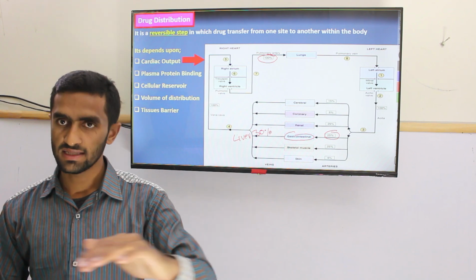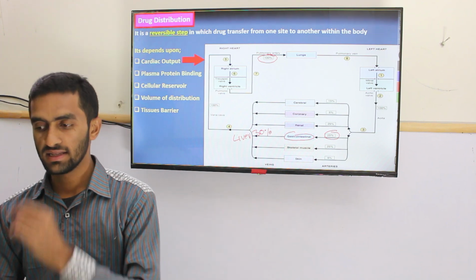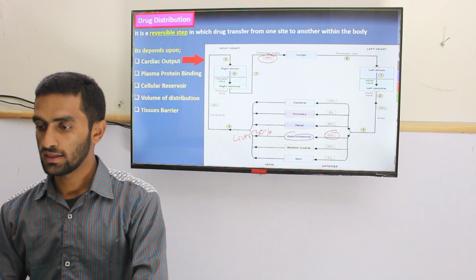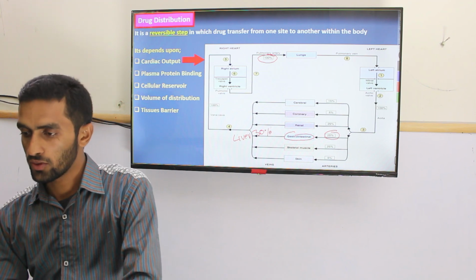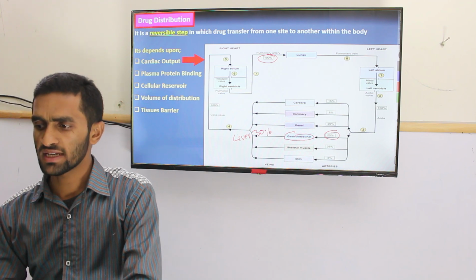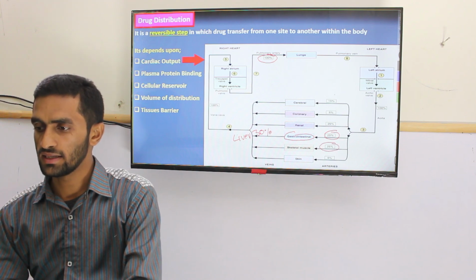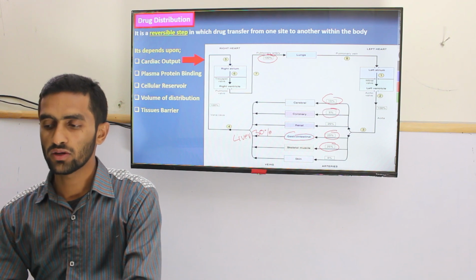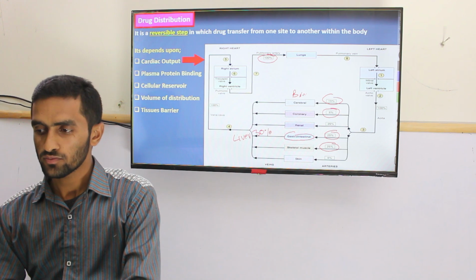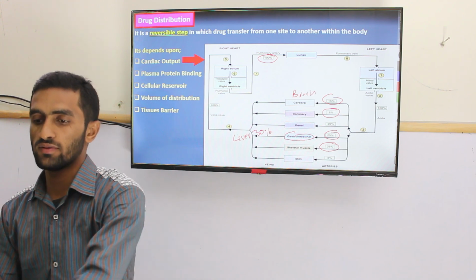Drugs are distributed in the same manner throughout the tissues. Skeletal muscle has 25%, and 5% is going to the coronary, meaning the heart, and cerebral, meaning the brain. Okay, so it's very straightforward.